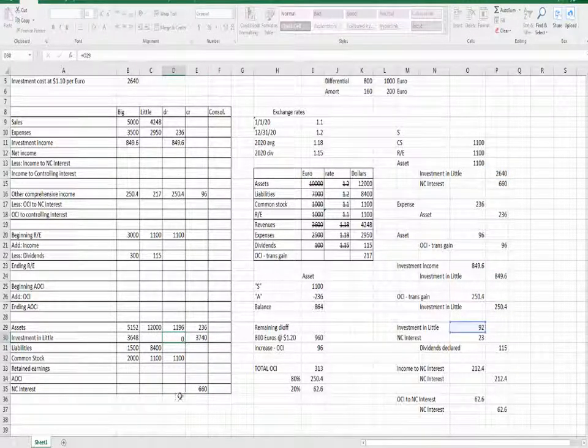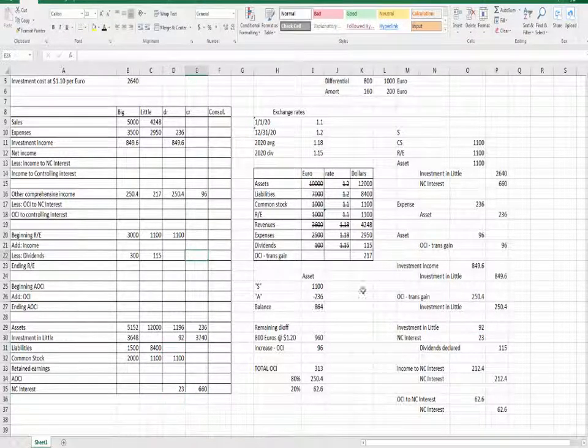debit to the investment in little, debit to the non-controlling interest, credit to dividends declared, debit to the income of the non-controlling interest, credit to the non-controlling interest, debit to the OCI to the non-controlling interest, credit to the non-controlling interest.